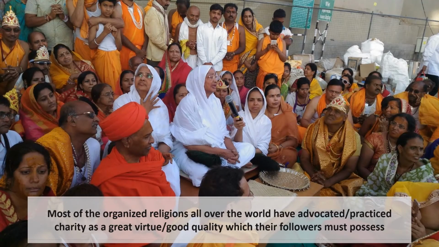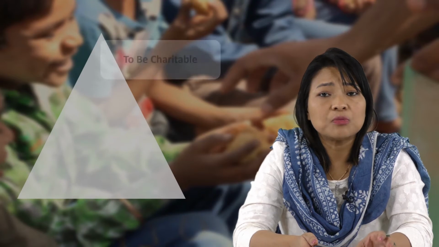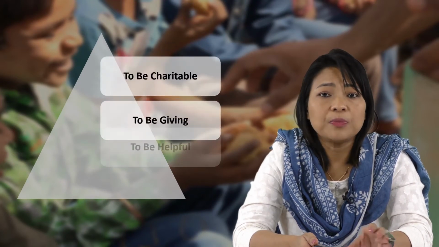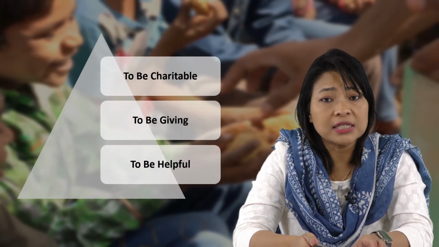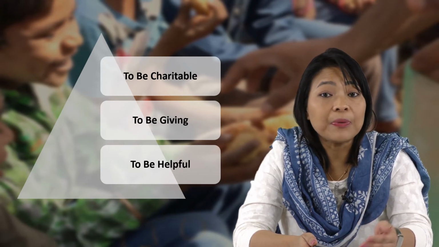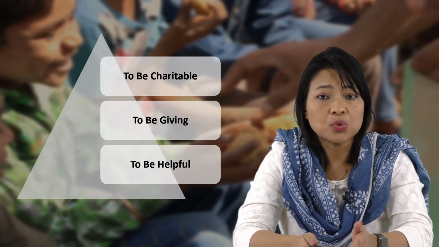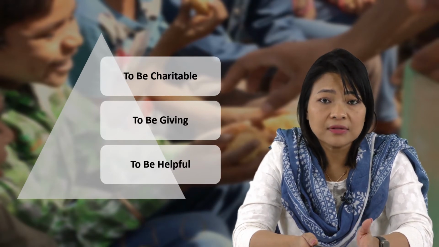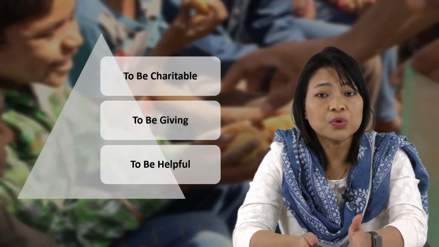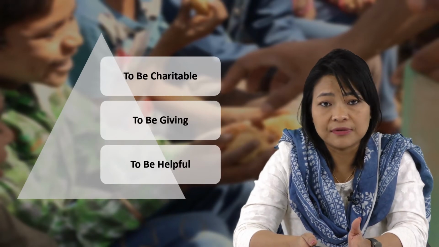Now, most of the organized religions all over the world have advocated and even practiced charity as a great virtue and good quality which their followers must possess. This is the main and most important aspect of every religion, to be charitable, to be giving, to be helpful. And that is the essence of social work. When we talk about helping others to help themselves, as social workers, we put ourselves first in order to help others so that they are able to go ahead and help themselves.